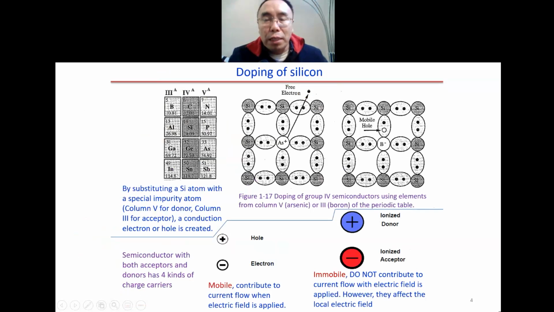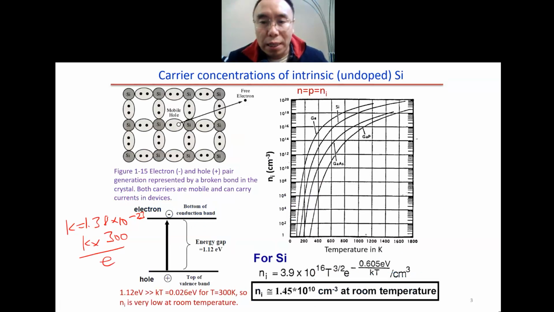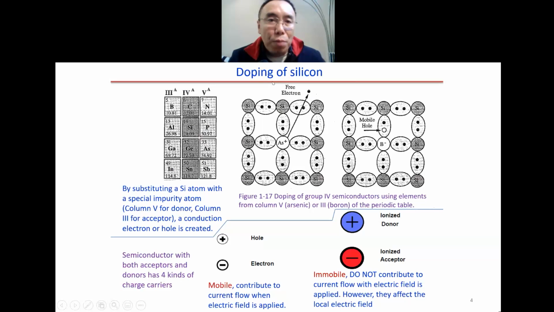Silicon has very low conductivity when undoped. To increase the conductivity, we can use doping. Normally we use group 3 and group 5 elements as dopants. For instance, when we replace some silicon with group 5 arsenic, it has 5 electrons. 4 are used to form electron pairs, and it contributes 1 free electron.